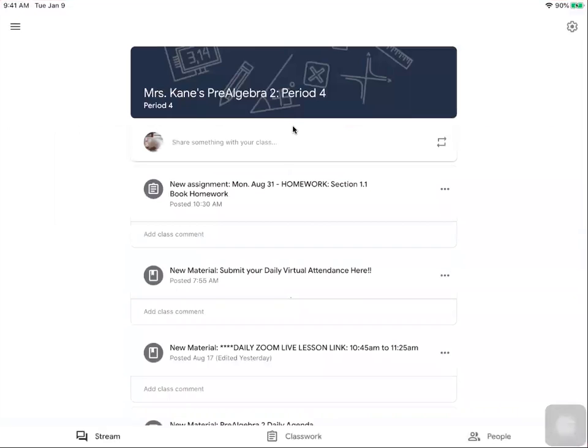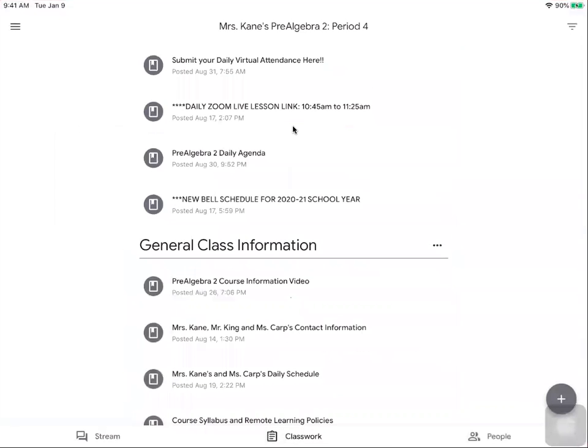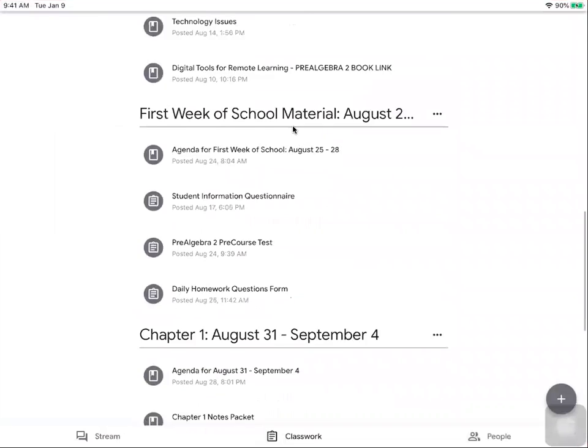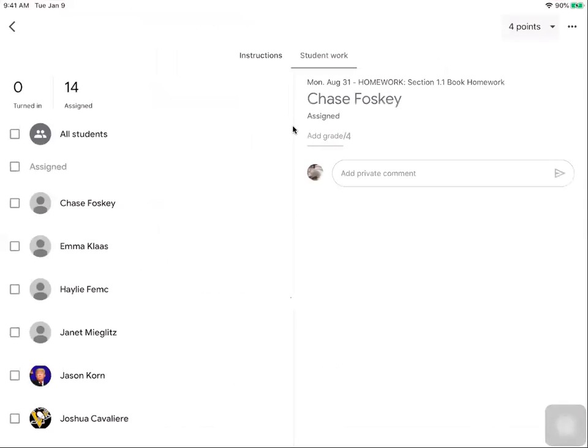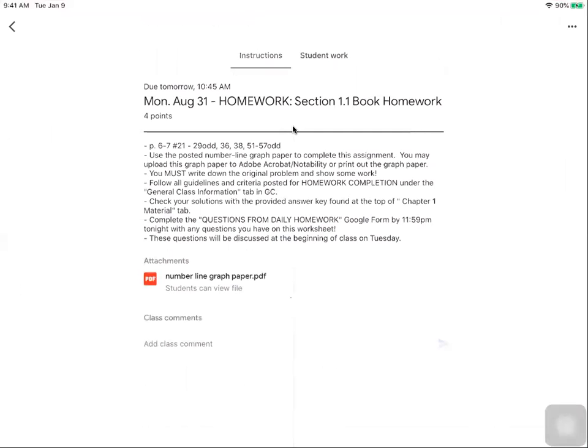So I'm going to go to classwork. And now we are looking at Chapter 1. Today is Monday, August 31st. And I see that homework right here, Monday, August 31st. And I'm going to click on it. And the instructions tell you exactly the page number. So pages 6 and 7, 21 to 29, 36, 38, 51 to 57 odd.